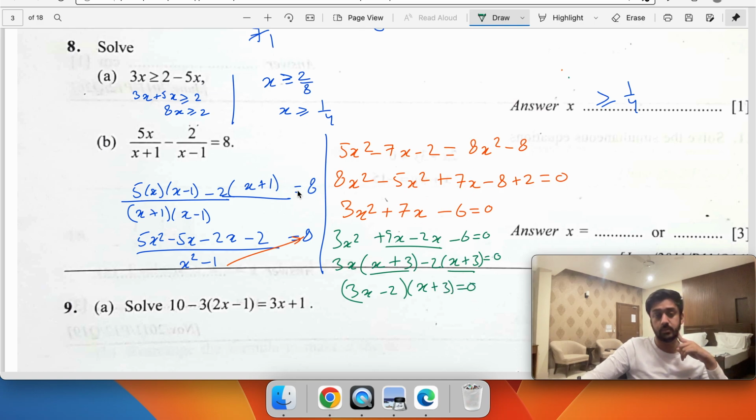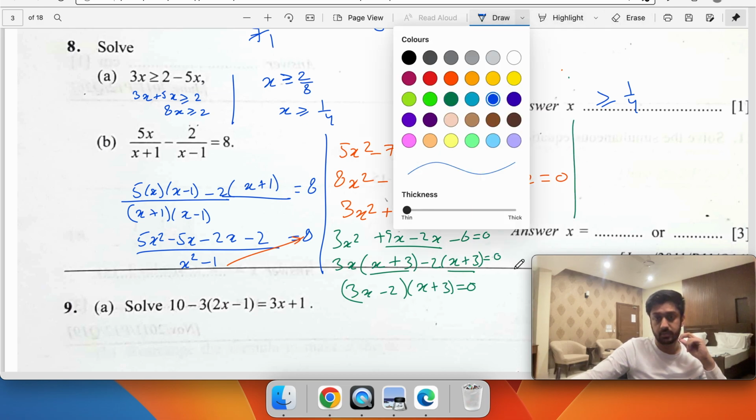Again, in the exam you will have greater space. This is just a scanned copy, so space is a bit compact.